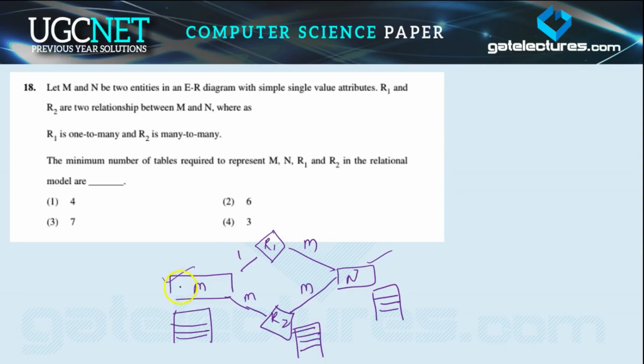But if we have a one-to-many or many-to-one relationship, in that case we need a separate table for entities, but we merge the relation table on the side of many, right? So the many side is here, so the table of the relation is merged with this table from the many side. So how many tables do we require? 1, 2 and 3 tables we require to represent M and R1, R2 in the relational model.